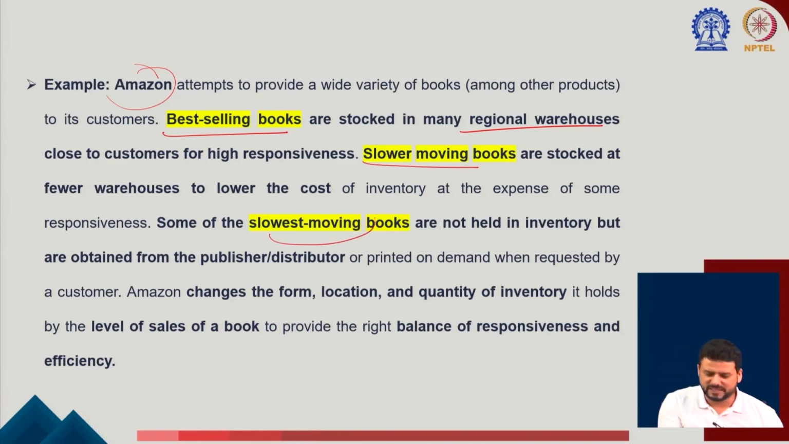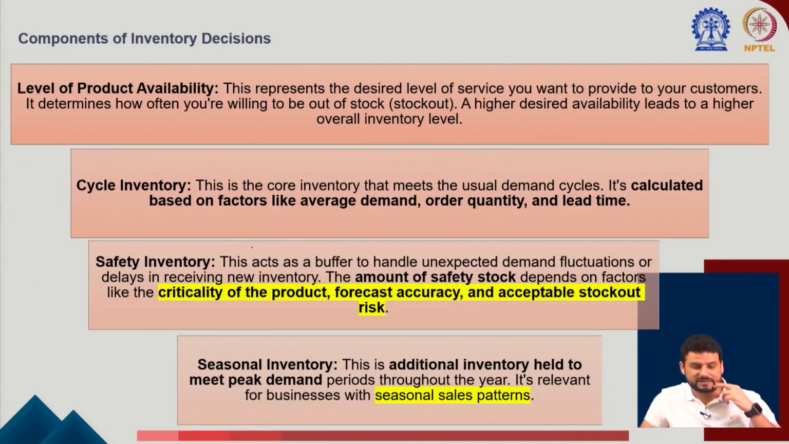But if it is very slowly moving, very little demand, then you place the order only once you get the order, and only then you are replenishing your inventory from the publisher or distributor. So, this is the best example with respect to inventory.